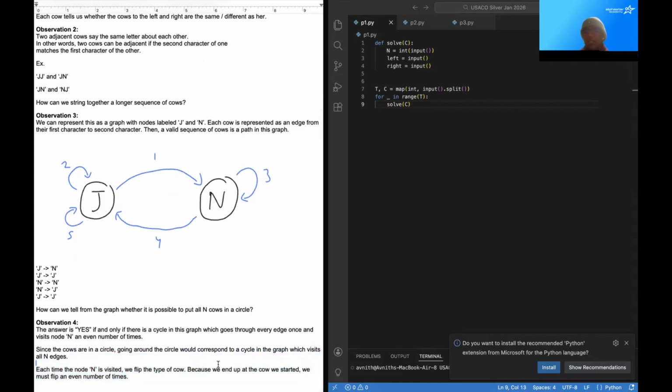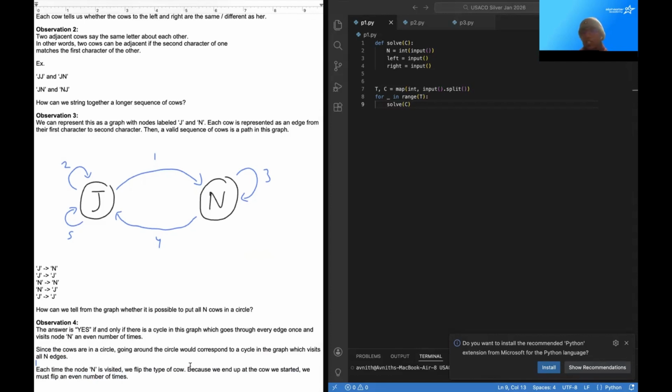The reason we have to visit N an even number of times is that every time we visit the node N, we flip the type of cow. Remember, N represents that two adjacent cows are different. So if two adjacent cows share the letter N, the type of the cow is flipped as you go across. Since we end up back where we started, the number of flips has to be even so that the first cow has the same type after we go around the circle.